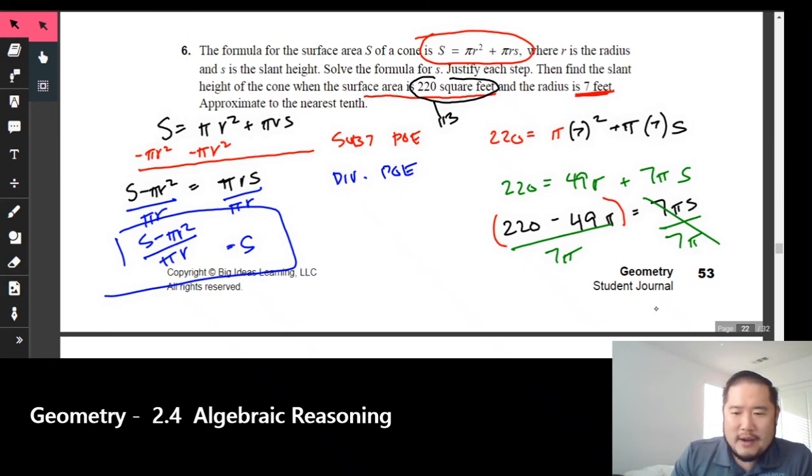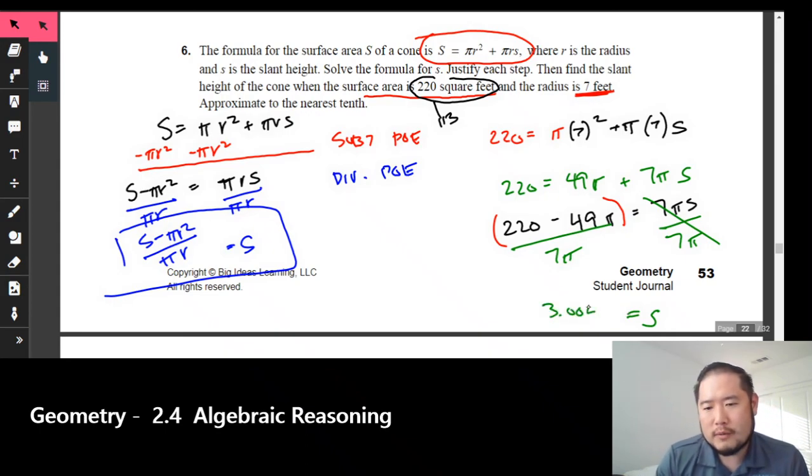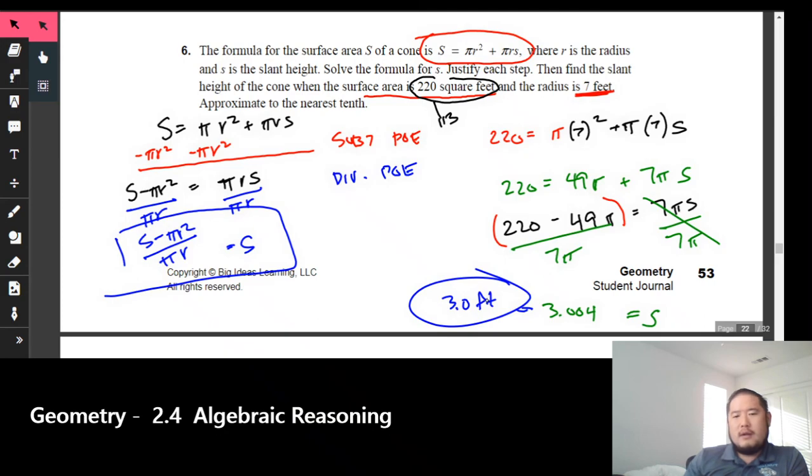So what I end up getting right here is your slant height is approximately 3.004. They do ask you to approximate to the nearest tenth, which will get us to 3.0, and then we have feet. And there you go, we have found the slant height. If you know how to put your algebra to good use, you can solve for any variable here. You might have to find the radius, and hey, that is also possible. All right, there we go with section 2.4.